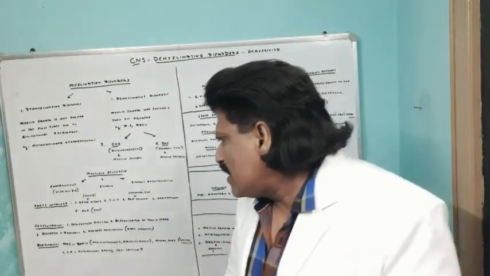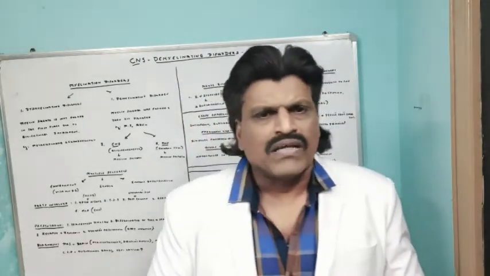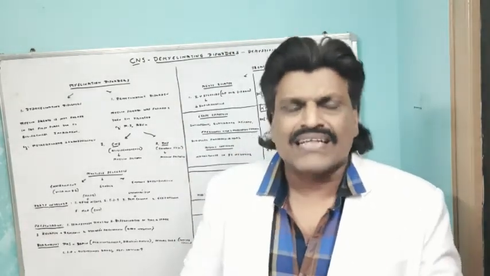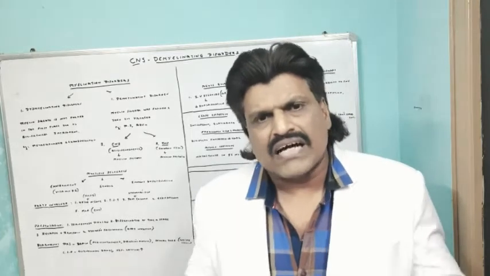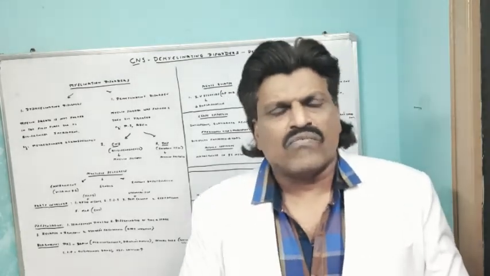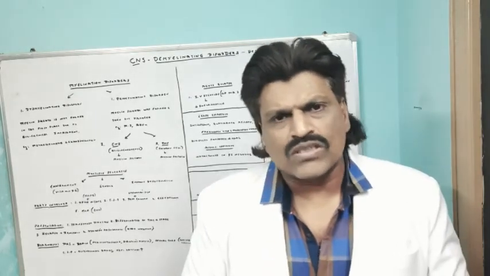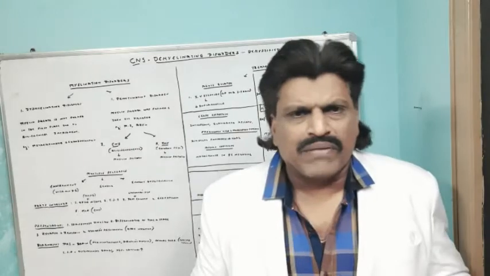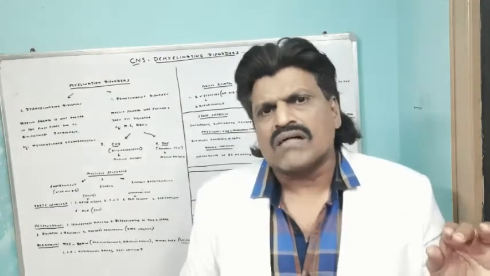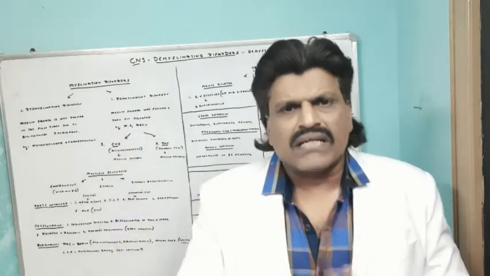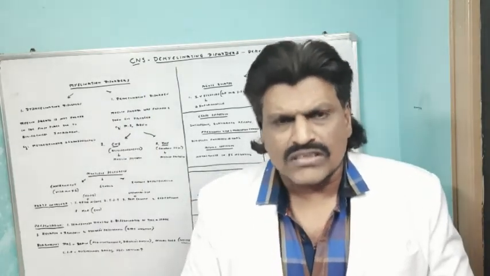Then we have the Uhthoff phenomenon. If a person goes to an area where there is a higher temperature, the conduction velocity can again get affected, wherein the symptoms get worsened, which is known as Uhthoff phenomenon. The diagnosis is by MRI brain, where we see the characteristic plaques around the periventricular area. If the plaques are perpendicular to the ventricles, we call that Dawson's fingers.